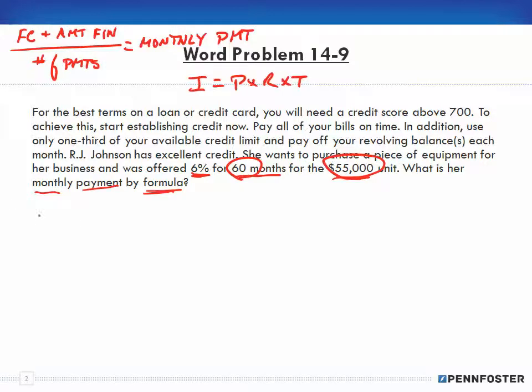Okay, so our principal is 55,000. Our rate is 6%. And our time is 60 months. But notice that that's months, okay? Our 6% is an annual rate.